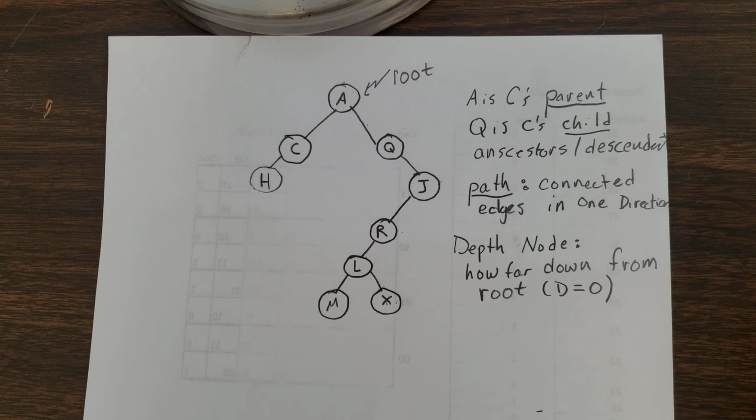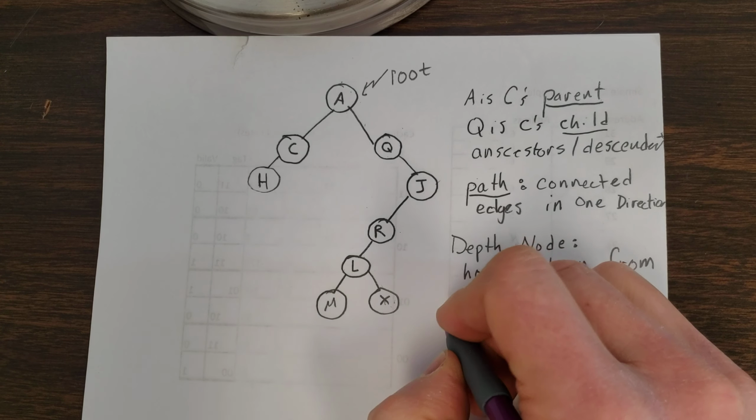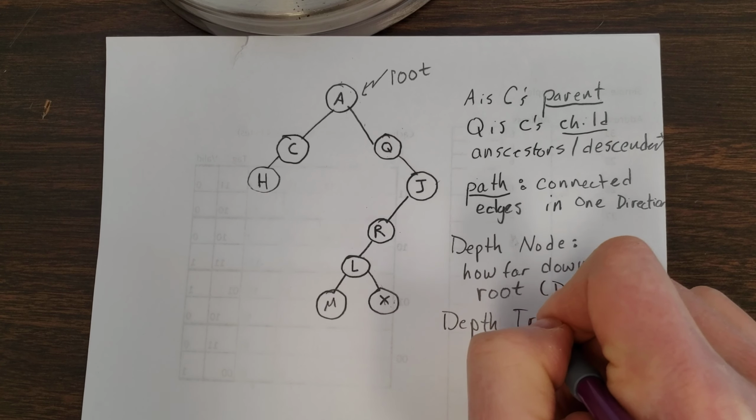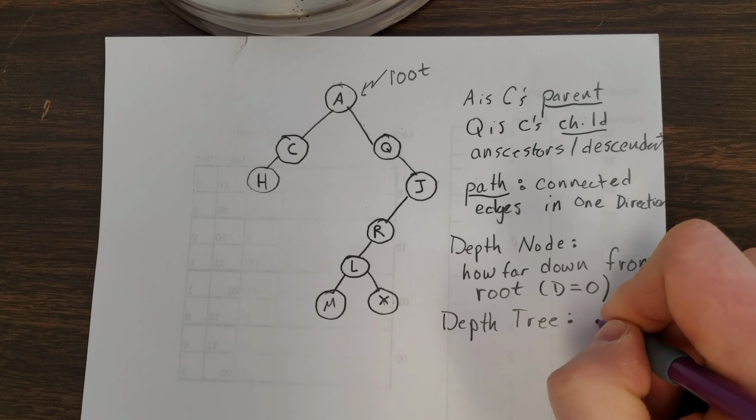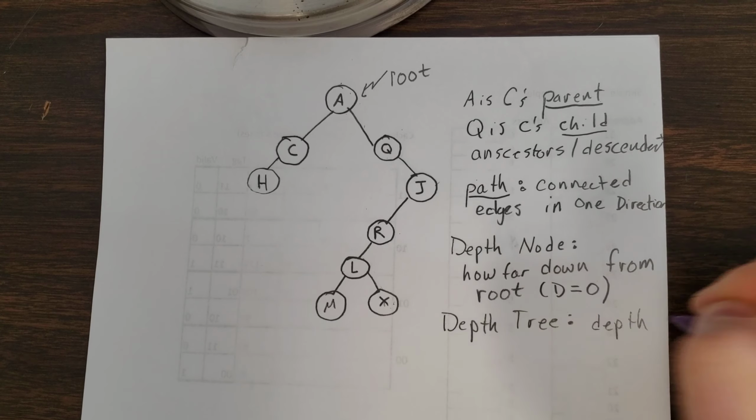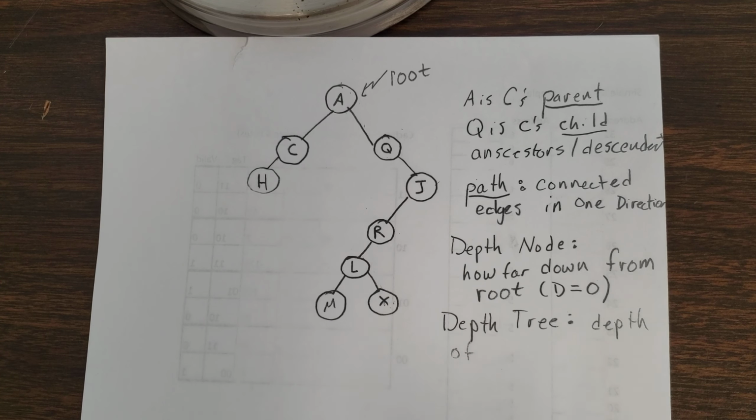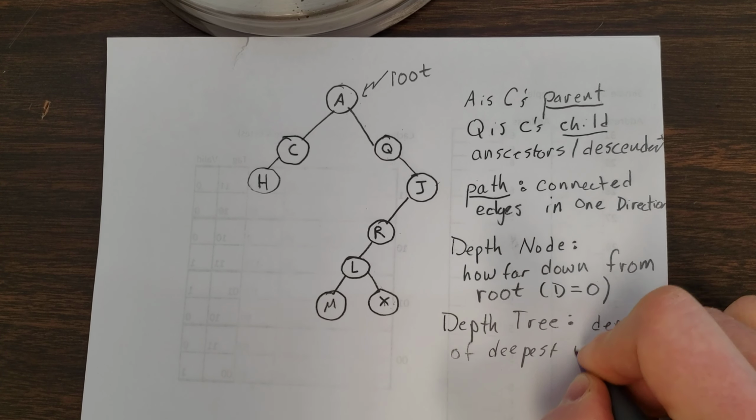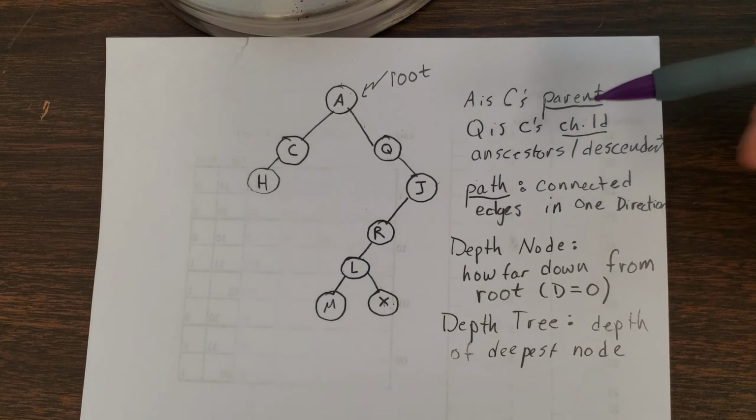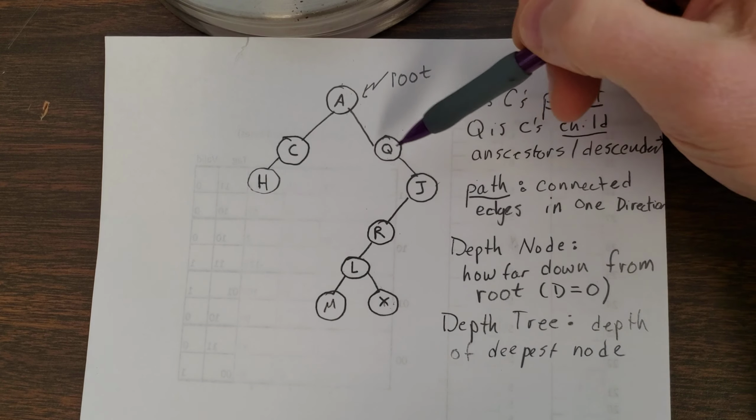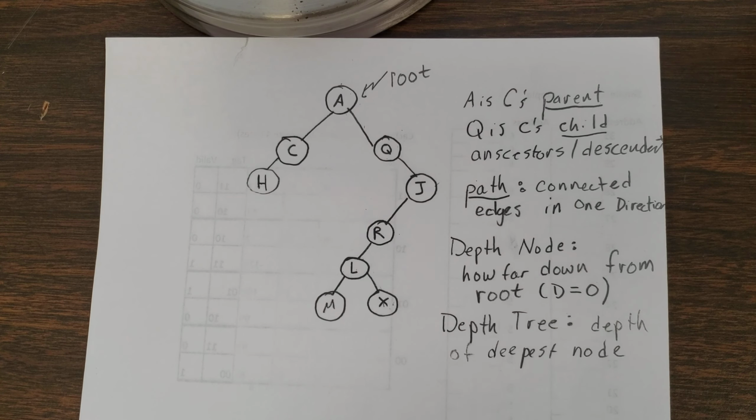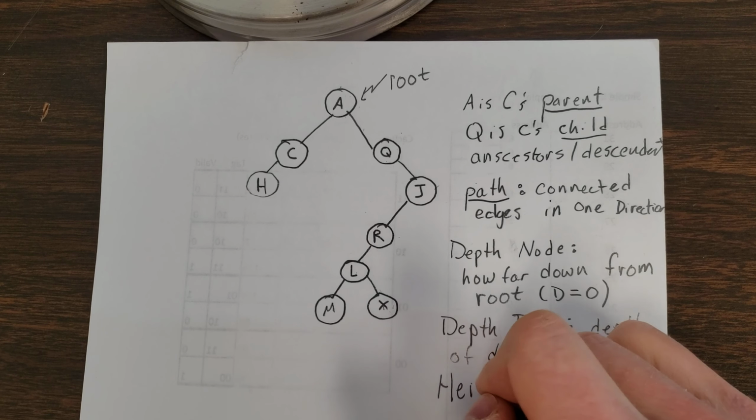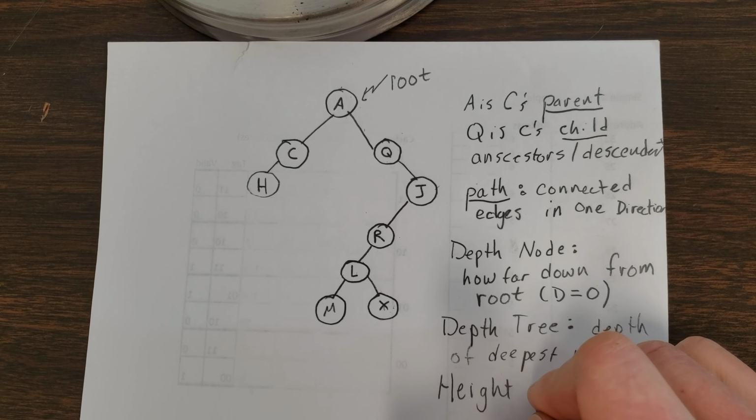And we can also talk about the depth of a tree. And that is the depth of the deepest node. In this case, the depth of this tree would be 0, 1, 2, 3, 4, 5. So it's got a depth of 5. And then just to make it weird, they have the concept of the height of a tree.